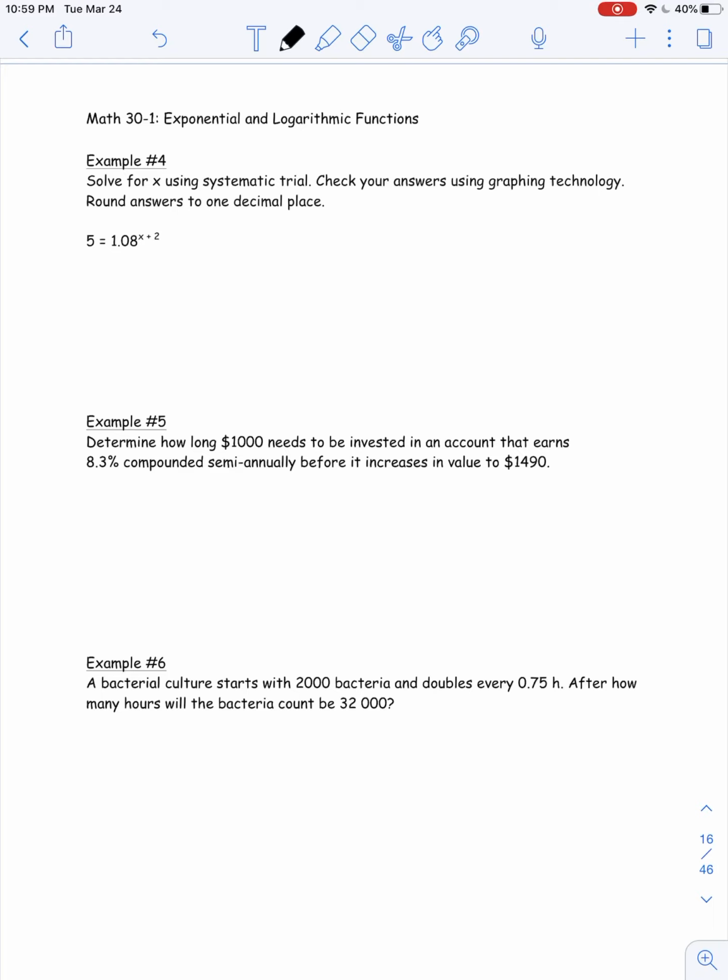Example number 4, I'm going to show you how you can use systematic trials to figure out the value. But of course, your graphing calculator would be sufficient. So I know that 5 as a base is 5 to the power of 1. So I want to write 5 to the power of something that gets as close to replacing 1.08 as I can. So that's what I want to find. So what I'm doing is I'm just plugging in different values until I get kind of a pattern.